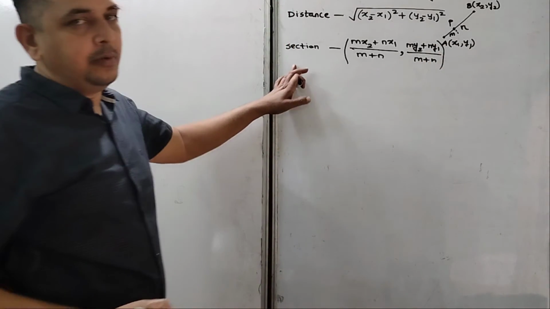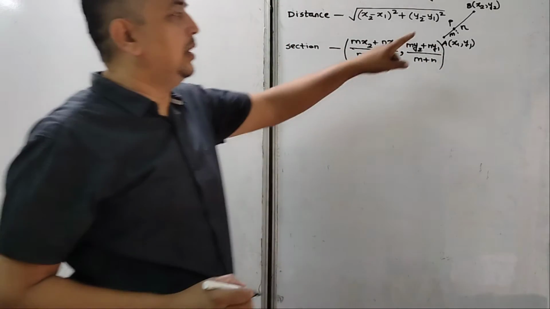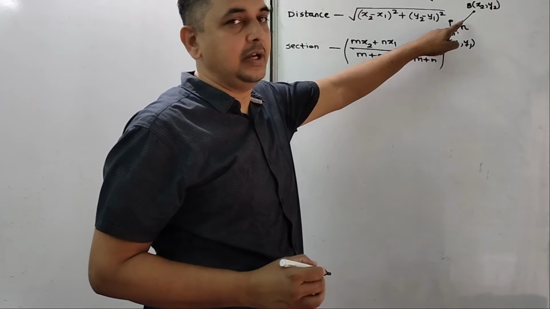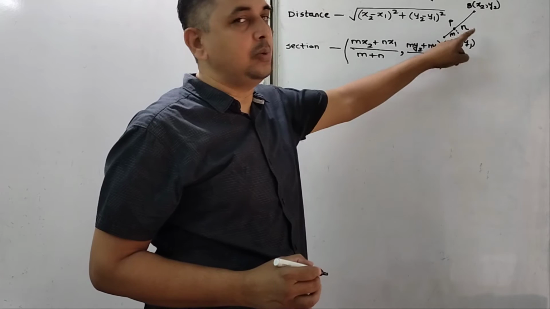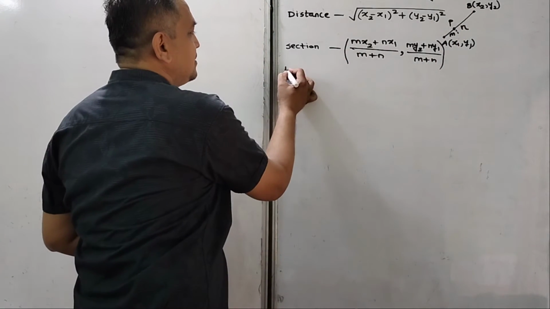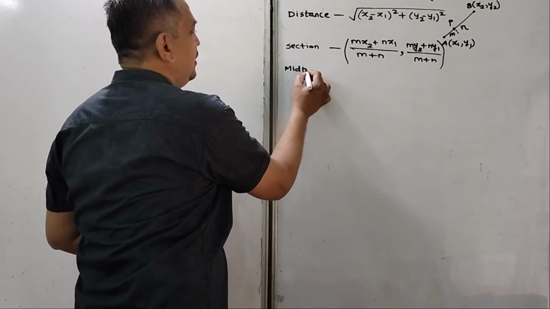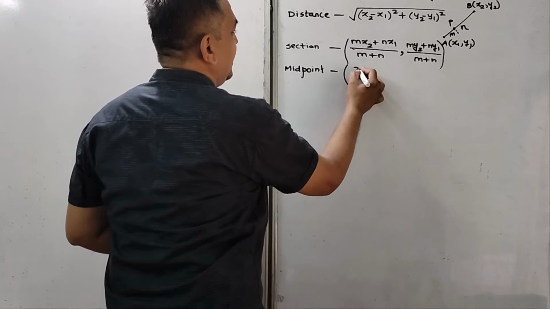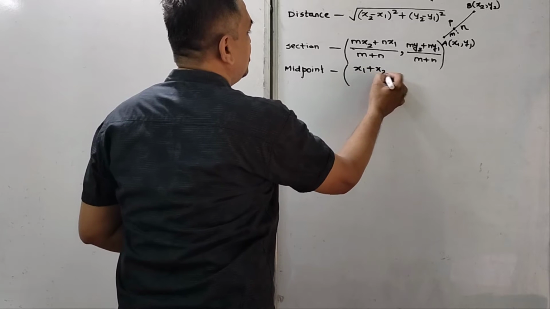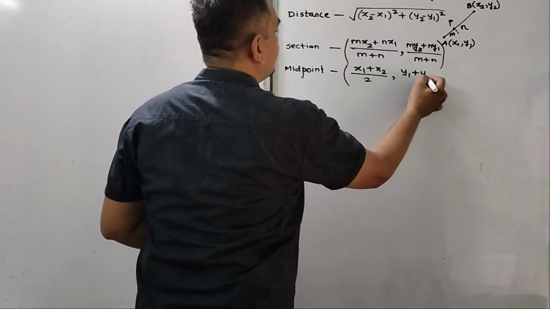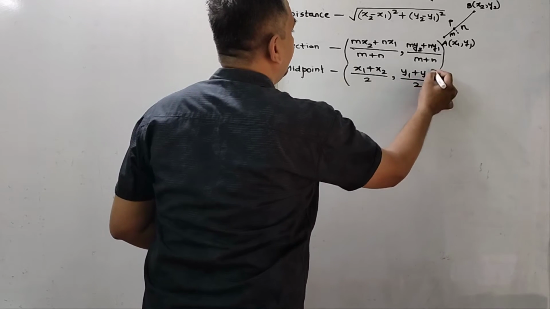अब इसी फॉर्मूला को अगर हम एक्सटेंड करते हैं for a point P which is midpoint, अगर पॉइंट P मिड पॉइंट होता है तो रेशियो m is to n will become 1 is to 1, and so the formula becomes for midpoint. So what is midpoint formula? It is (x1 plus x2) upon 2, (y1 plus y2) upon 2.